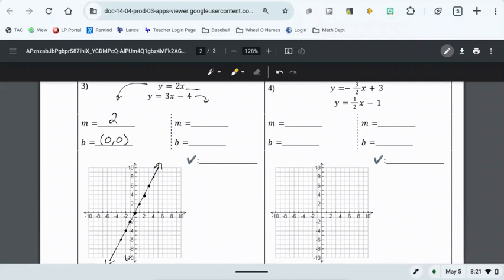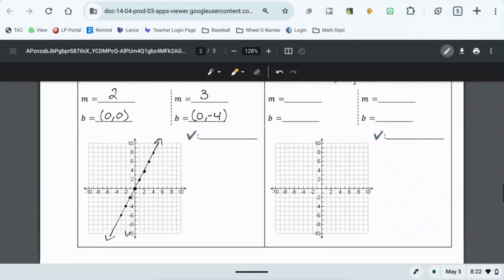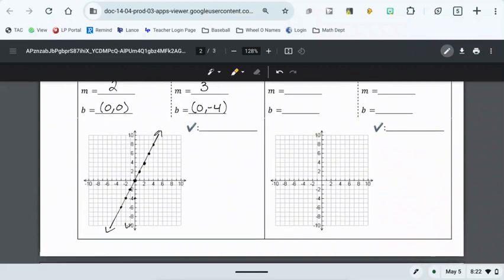Second equation, we have a slope of 3 and a y-intercept 0, -4. So we go over 0, down 4. And our slope of positive 3 means we go up 1, 2, 3 to the right 1. And we keep this going. 1, 2, 3, right 1. 1, 2, 3. So they intersect when you get to the very top there.